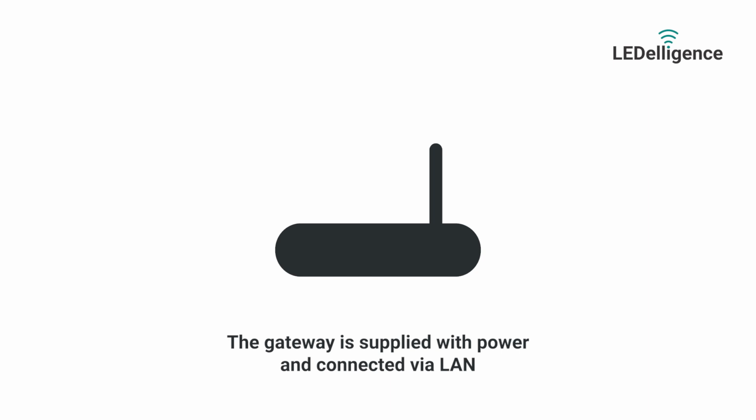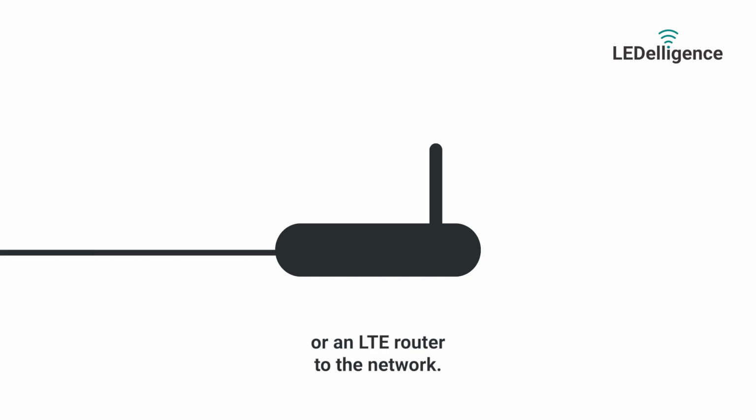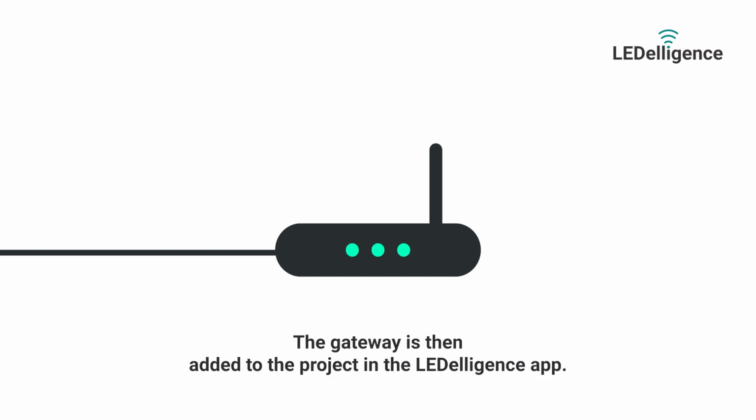Commissioning begins with connecting the hardware. The gateway is supplied with power and connected via LAN or an LTE router to the network. The gateway is then added to the project in the LEDelligence app.